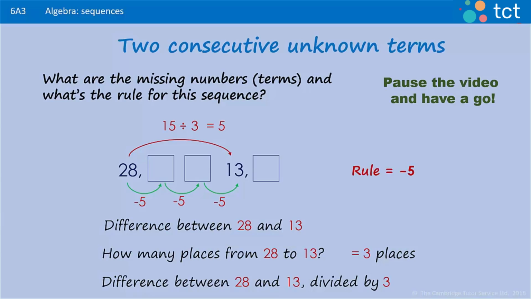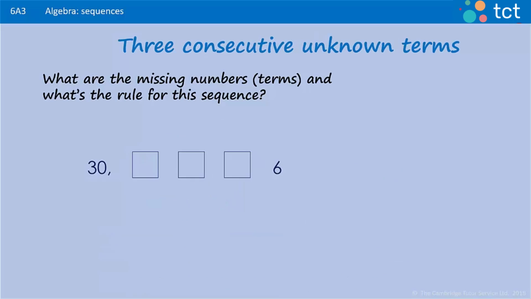28 minus 5 is 23, minus 5 again, that's 18, minus 5 is 13, so our last term will be 13 minus 5, which is 8. Double challenge here. First thing you may notice is that we have 3 consecutive missing terms, and also the terms are getting smaller. Find the difference between 30 and 6, and that's 24.